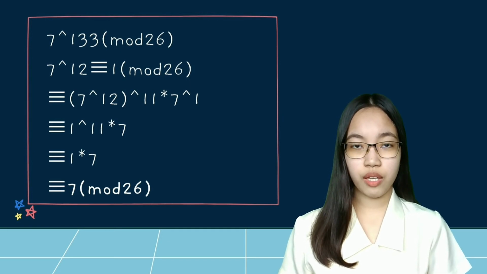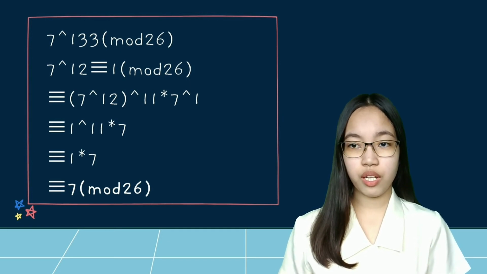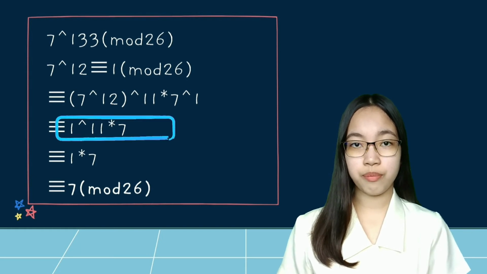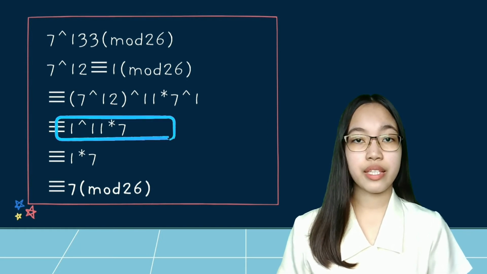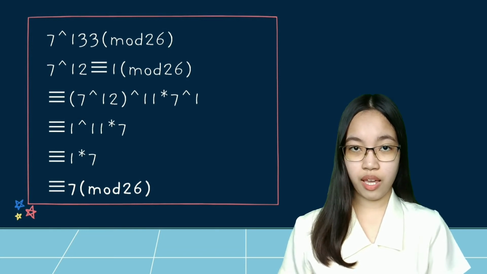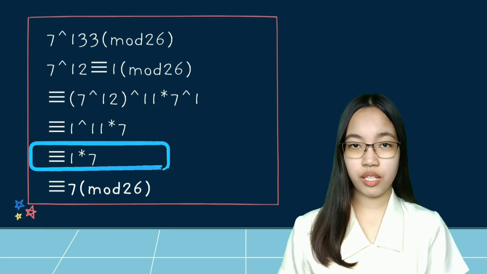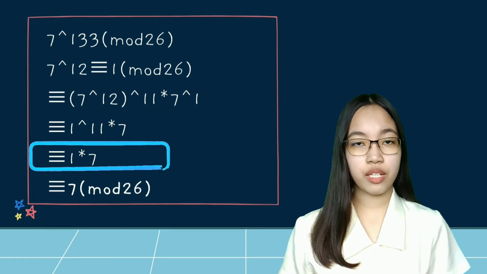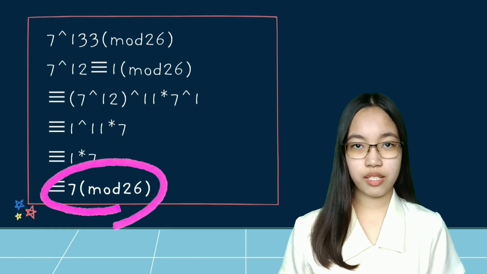So we know that 7 raised to 12 is equivalent to 1. That is why we are left with 1 raised to 11. And 7 raised to 1 is just 7, and then 1 raised to 11 is 1, and then times it by 7. Now we have the answer of 7 mod 26.